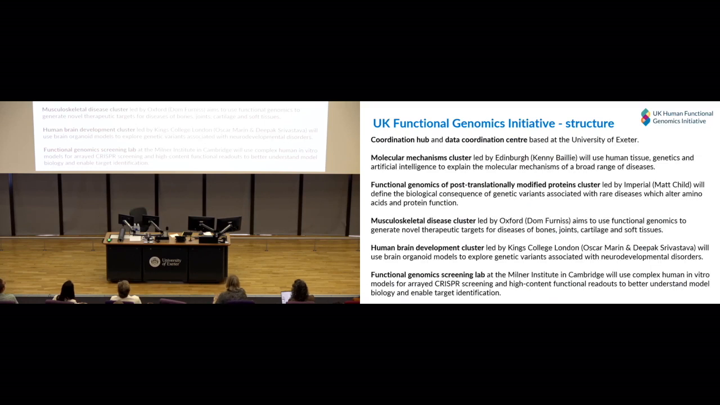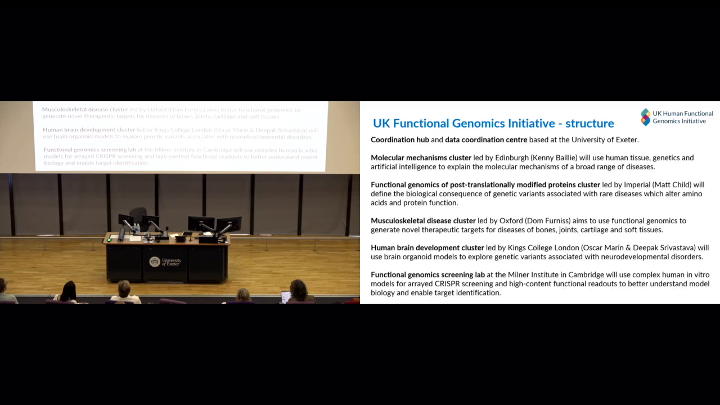So this is our structure. The initiative is coordinated from here in Exeter. We're also developing the Data Coordination Centre, and at the moment we have 4 clusters. As I said, there are posters on each of those clusters. There's the molecular mechanisms cluster that's based up in Edinburgh, that's using human tissue, genetics and AI to explore the molecular mechanisms of a whole range of diseases.